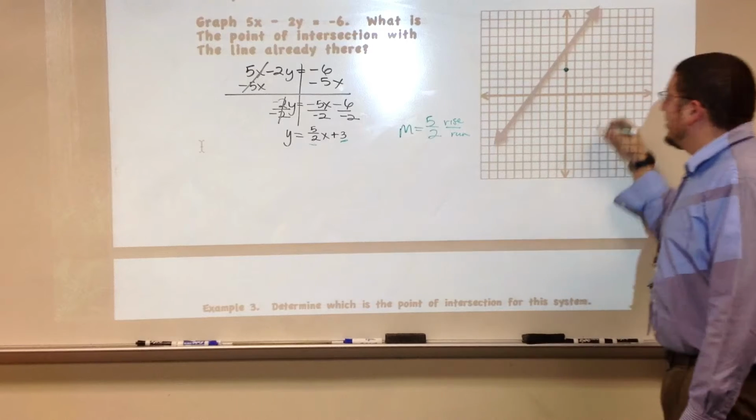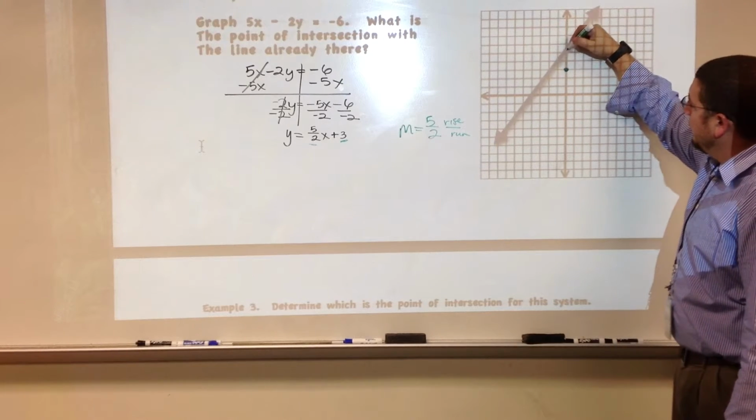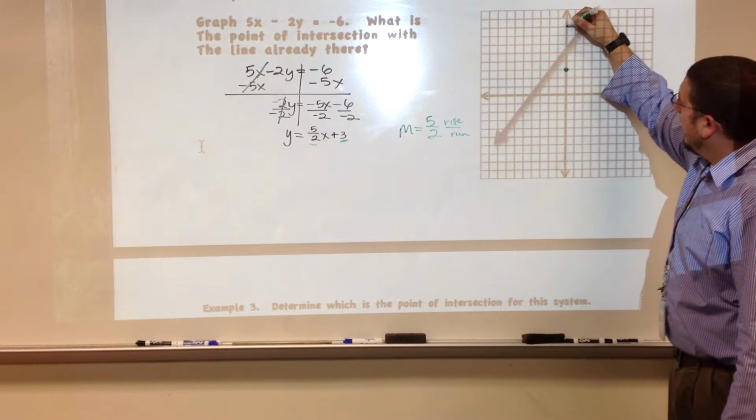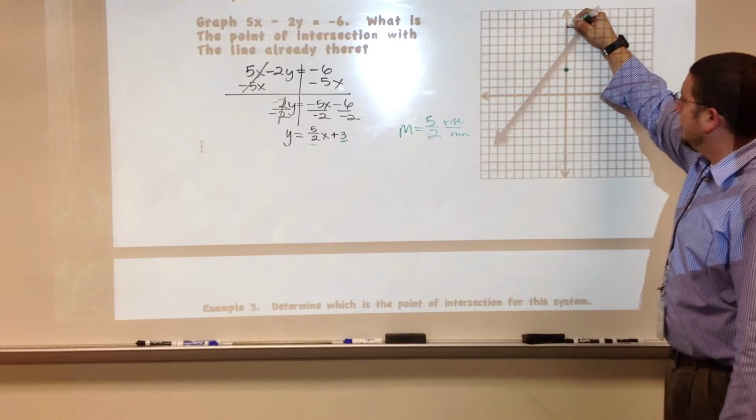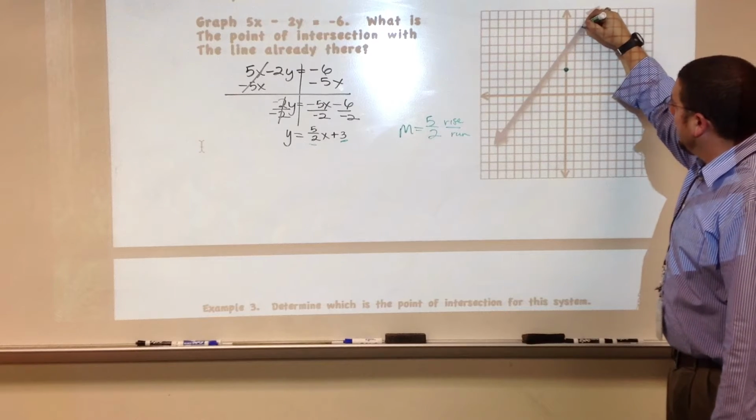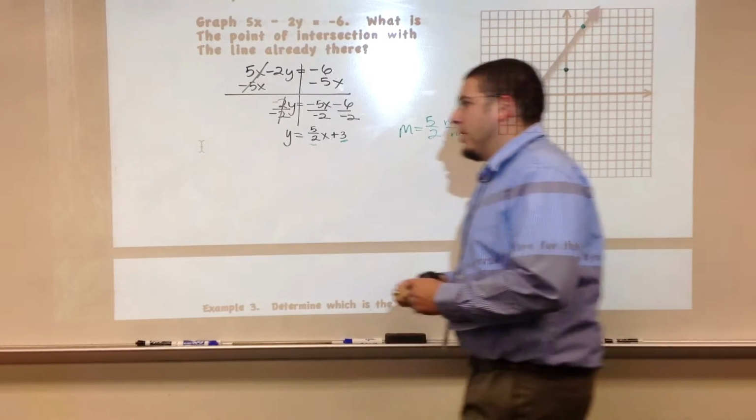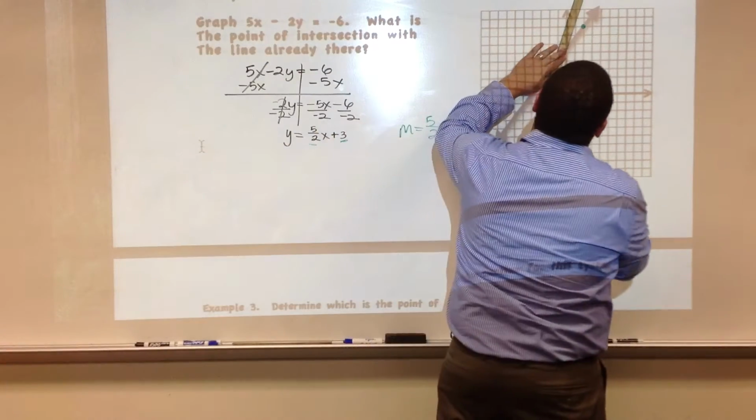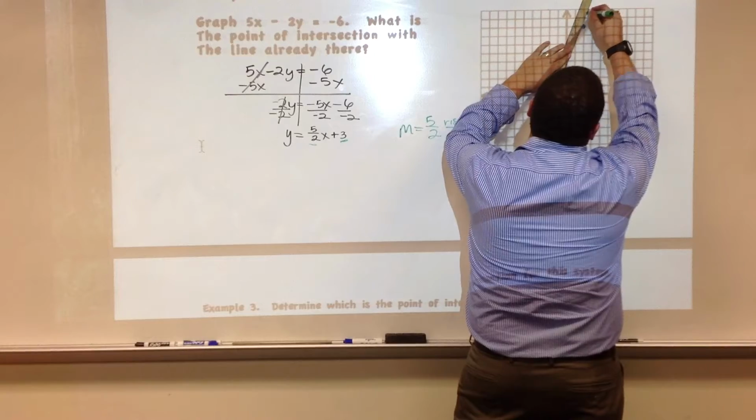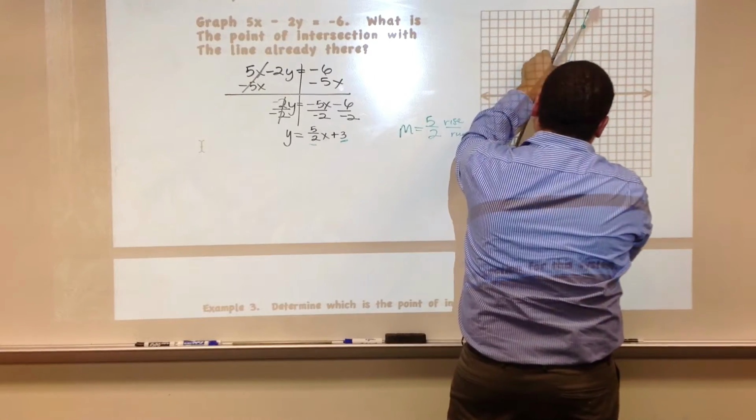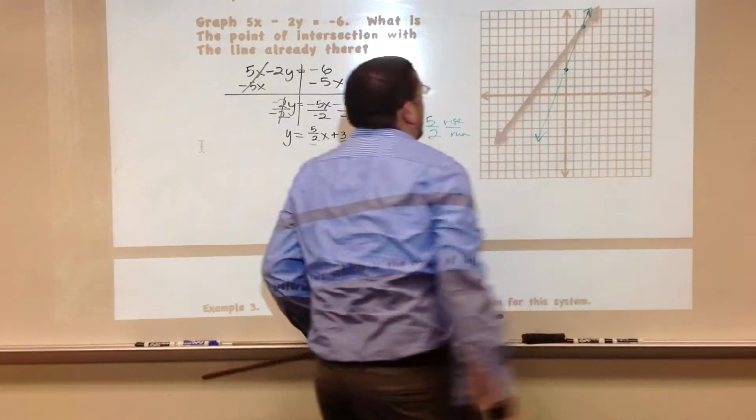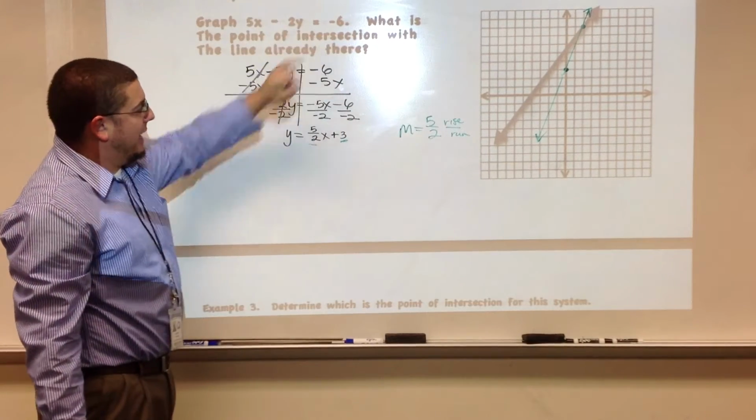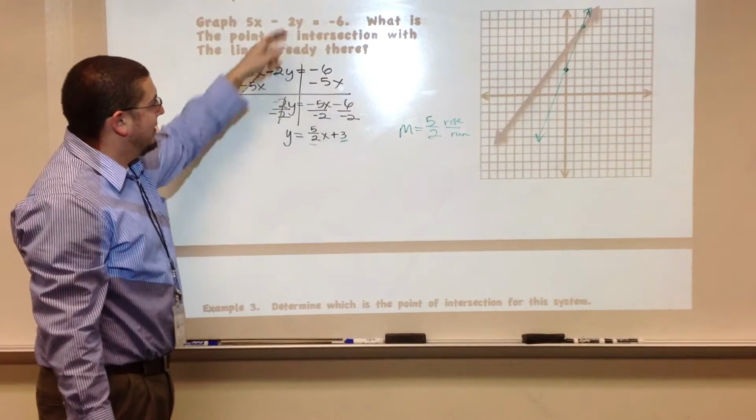So from my y-intercept, I'm going to go up 5: 1, 2, 3, 4, 5, and then over to the right because it's positive 2: 1, 2. I'm plotting a point here. Again, I'm going to get my ruler out and draw my line. Okay, so there's my line of 5x minus 2y equals negative 6. As long as I did all this work right, that's the line.